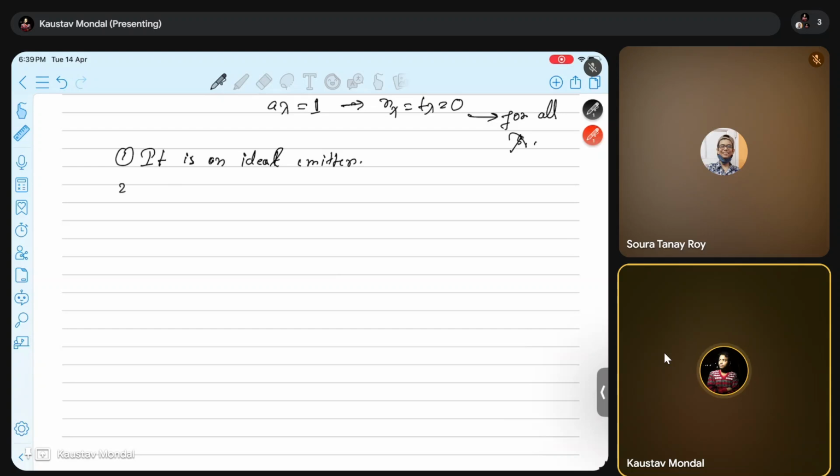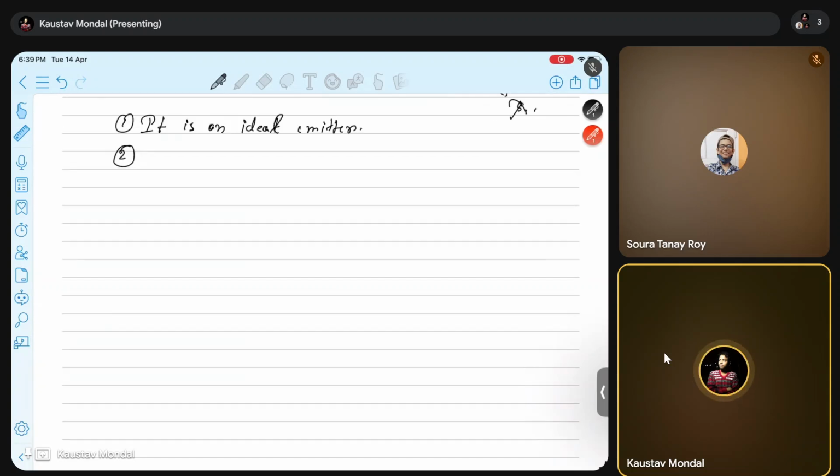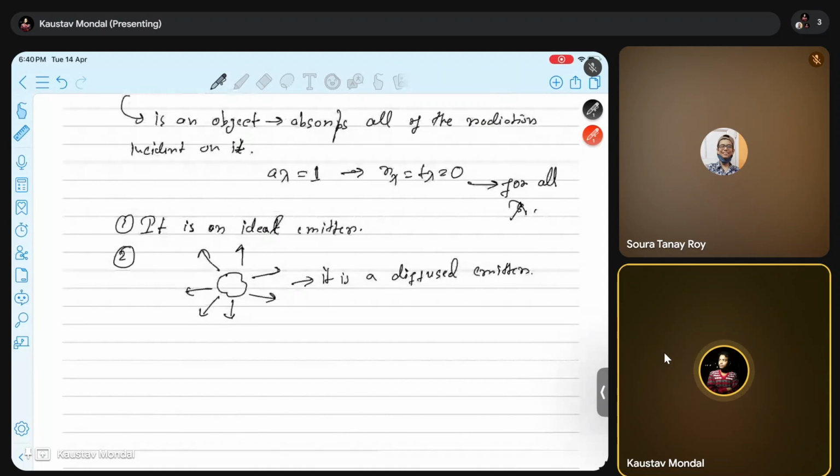The second property is that it's a diffused emitter. So that means it will emit throughout all the directions. Let's say if this is a black body, when it emits, it does not emit in a particular direction. It will emit throughout all of the directions like this. So it is a diffused emitter. We'll check what the different kinds of thermodynamic quantities are for the case of a diffusive emitter and for any directed emitter.